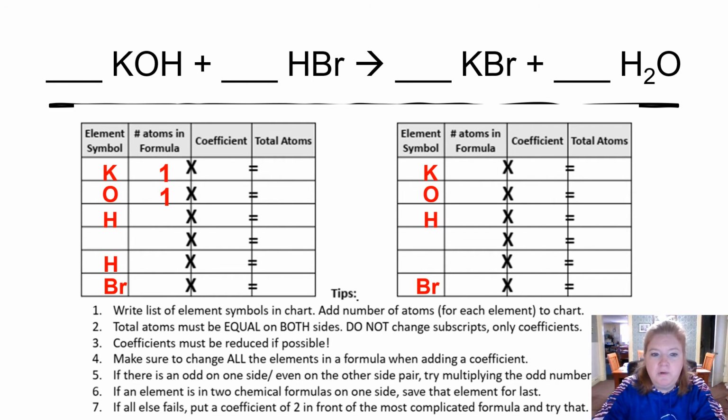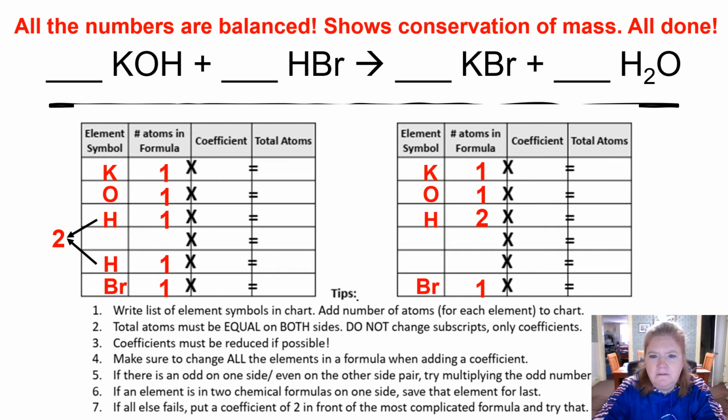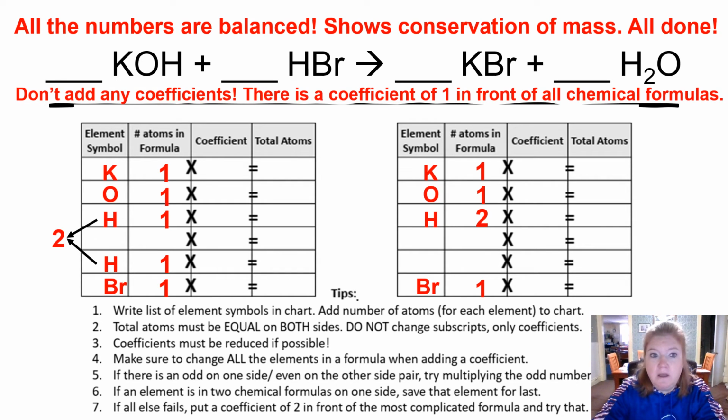So now let's go through and put in our subscripts. So these are the numbers that are in the formula. Remember I said I had to keep track of the total H's? So that's what those arrows, and that's what that little 2 to the side is for. Let's check on this side. Okay, so what do we notice? Literally everything is balanced. It does show conservation of mass, so I'm done.